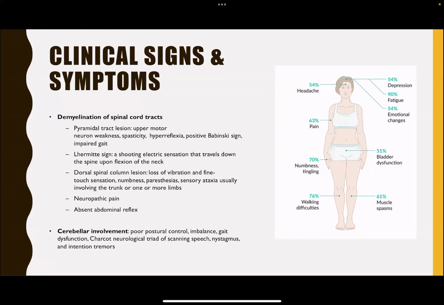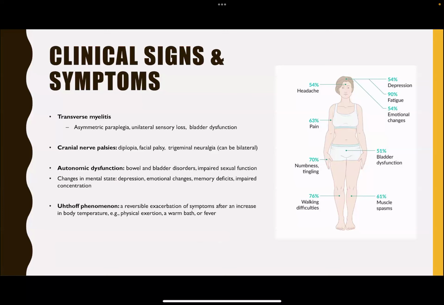Also, cerebellar signs might be involved. If the cerebellum gets affected, the patient will have poor postural control, imbalance, and gait dysfunction. We have a triad, which is called Charcot's neurological triad, where a patient will have scanning speech, nystagmus, and intention tremor.